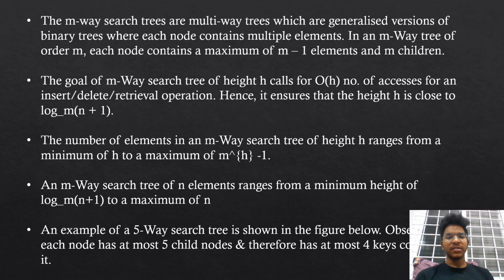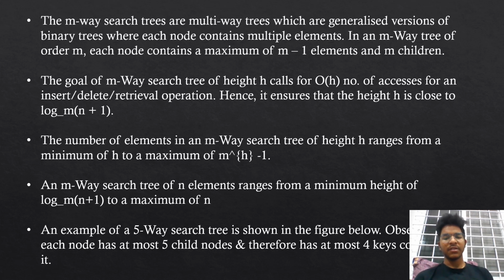The goal of an M-way search tree of height h is to require O(h) accesses for an insert, delete, or retrieval operation. Hence, it ensures that the height h is close to log base m of (n plus 1). The number of elements in an M-way search tree of height h ranges from a minimum of h to a maximum of m to the power of h minus 1. An M-way search tree of n elements ranges from a minimum height of log base m of (n plus 1) to a maximum of n.